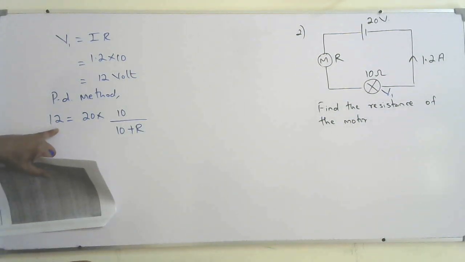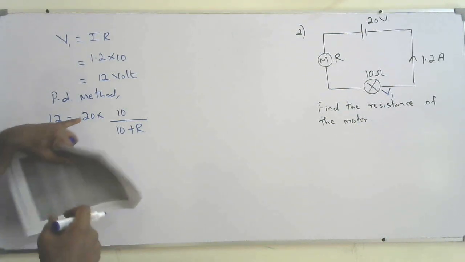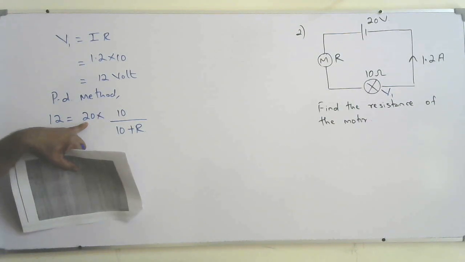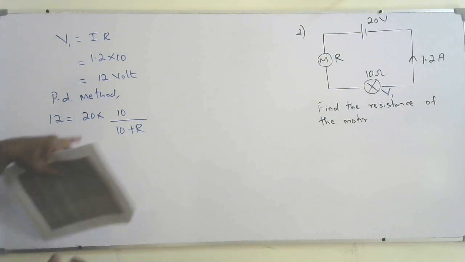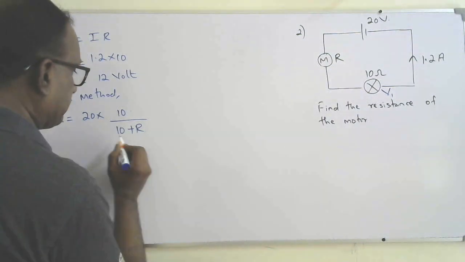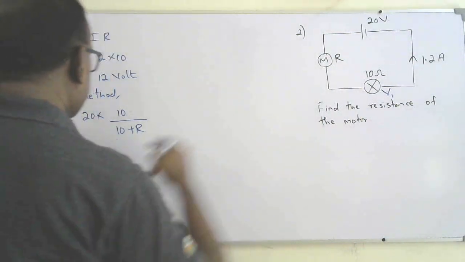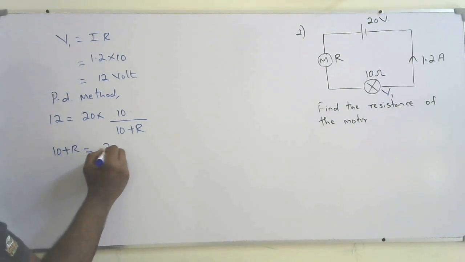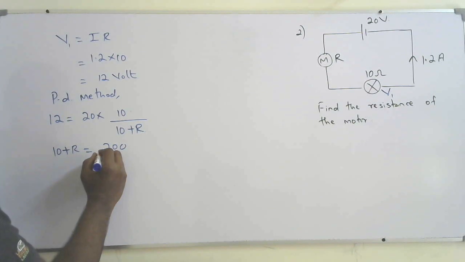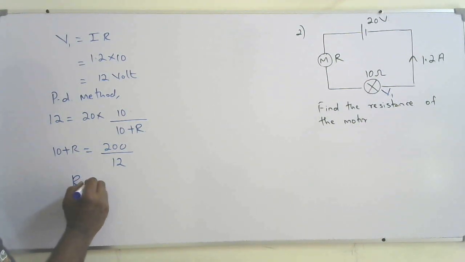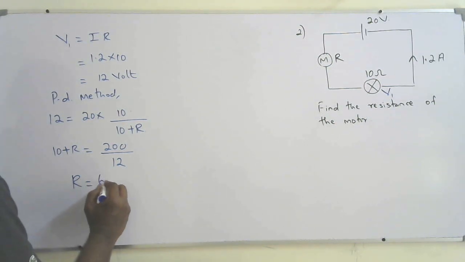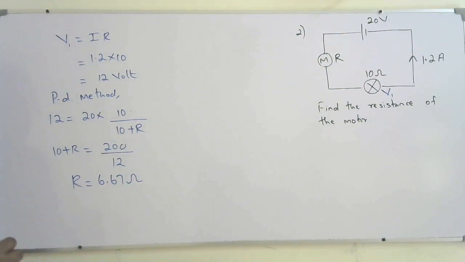So applied voltage, total voltage, is 20. The voltage across the bulb is 12. So 20, the total applied voltage, into the resistance of the bulb divided by the total resistance 10 plus R. So solve it, you will get 10 plus R is equal to 200 over 12. Find the R. That also is 6.67 ohms. Same answer, you will get it.